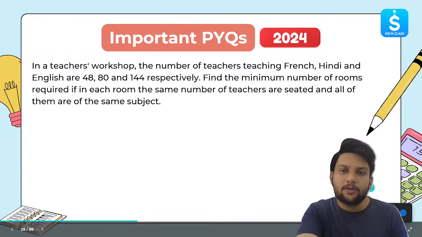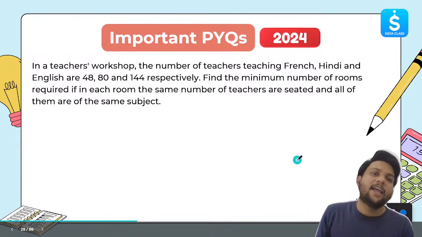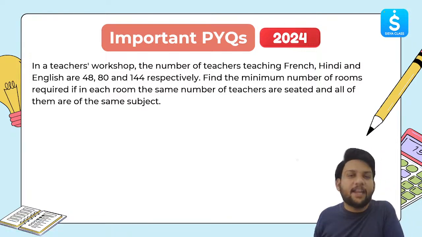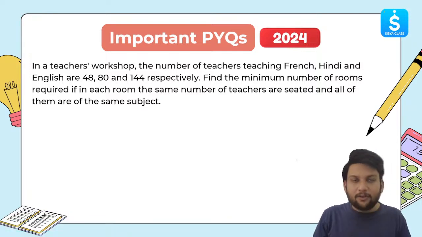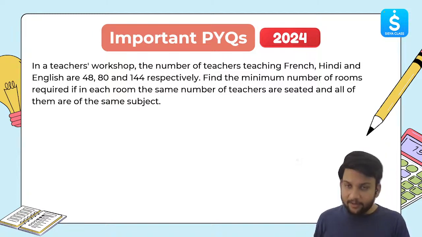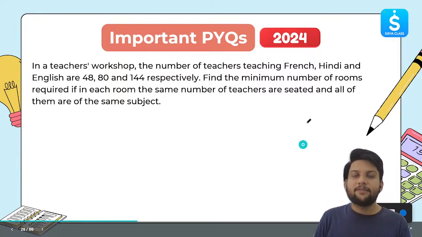Next, oh my God, let's look at this question. What does this question say? In a teacher's workshop, the number of teachers teaching French, Hindi, and English are 48, 80, and 144 respectively. Find the minimum number of rooms. What did I tell you? Not to worry about whether to find HCF or LCM.